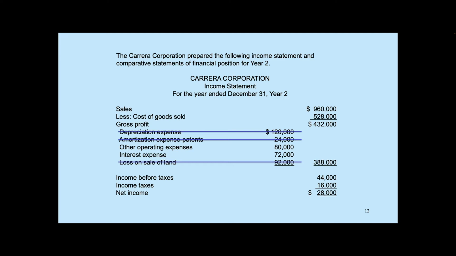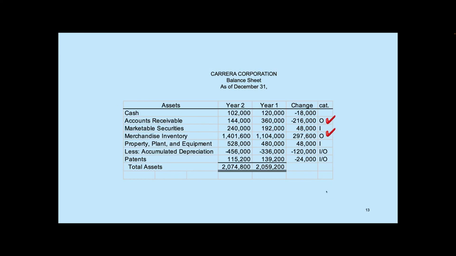And so what we end up with is an income statement that is basically operating activities that don't include depreciation and amortization. And so we can come in here and we can cross and check off the accumulated depreciation and the patents for the O part. We want to make sure all of the O parts are there.